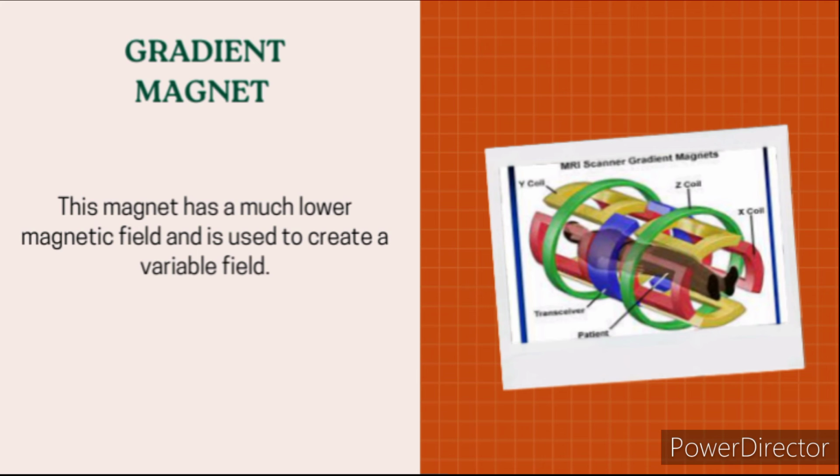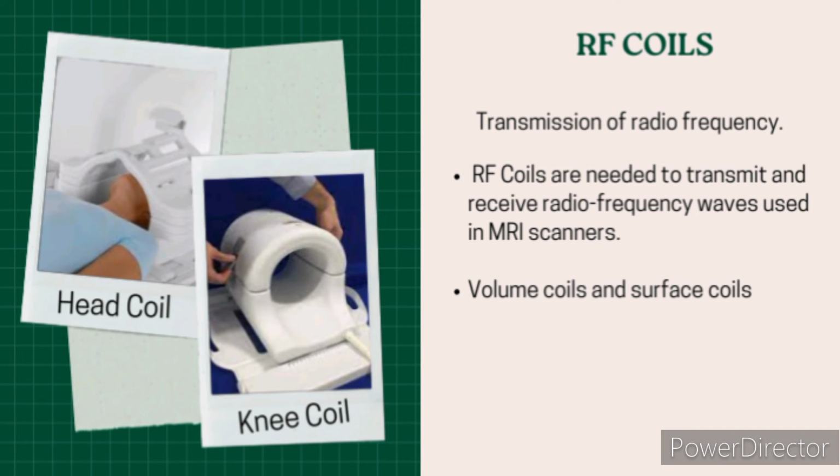Gradient magnet. This magnet has a much lower magnetic field and is used to create a variable field. Next are the RF coils, for transmission of radio frequency. RF coils are needed to transmit and receive radio frequency waves used in MRI scanners, in volume and surface coils. There are two types of coils: head coils for the head and knee coils for the knees.